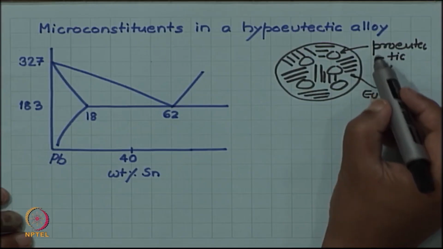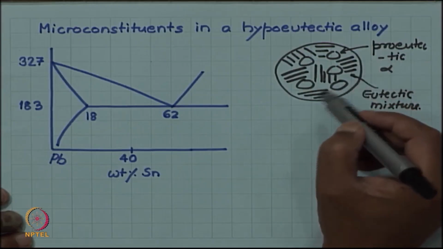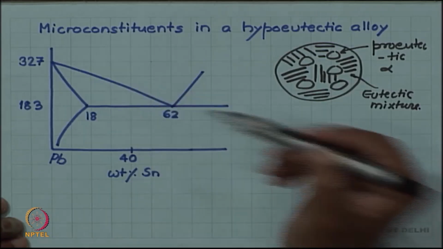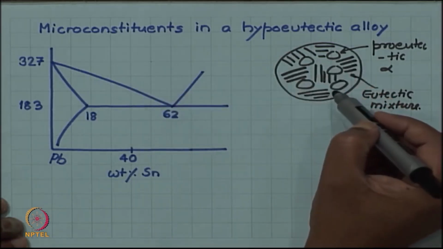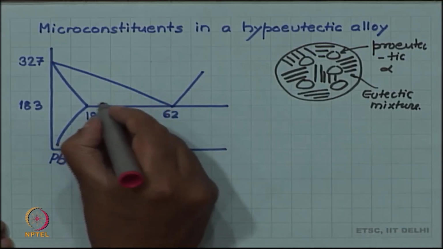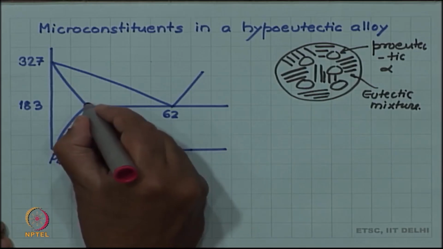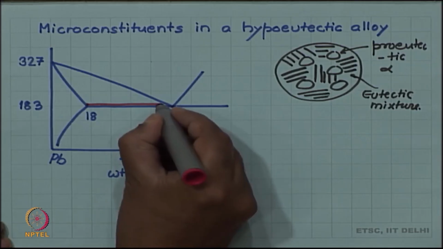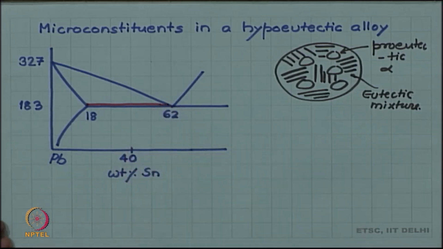Remember that the pro-eutectic alpha formed just above the eutectic temperature. It formed in the range liquid plus alpha, and the maximum amount of it is just above the eutectic temperature. So, to find the amount of pro-eutectic alpha, we have to take a tie line which is just above the eutectic temperature.